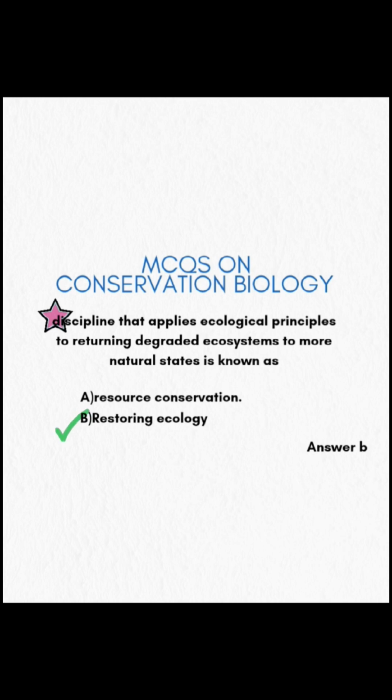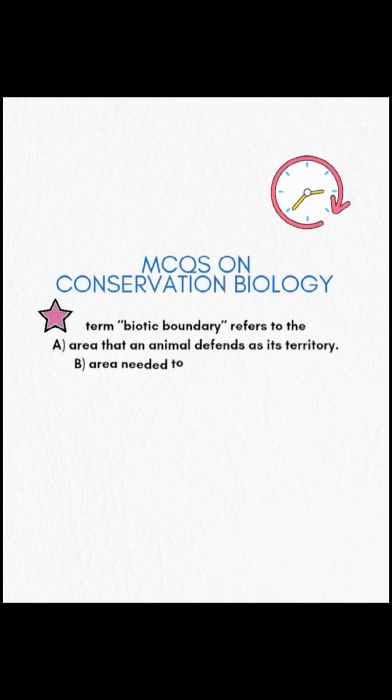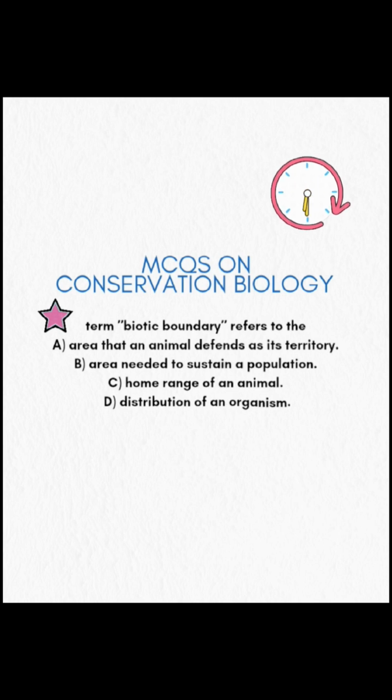The term biotic boundary refers to what? Option A, area that an animal defends as its territory. Option B, area needed to sustain a population. Option C, home range of an animal. And option D, distribution of an organism. So the correct option is area needed to sustain a population.